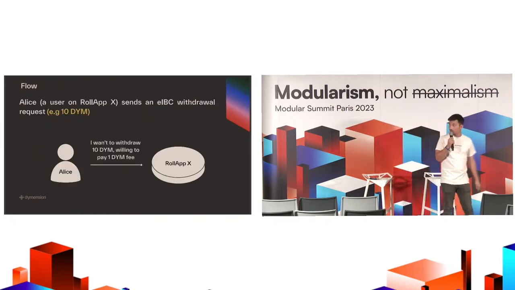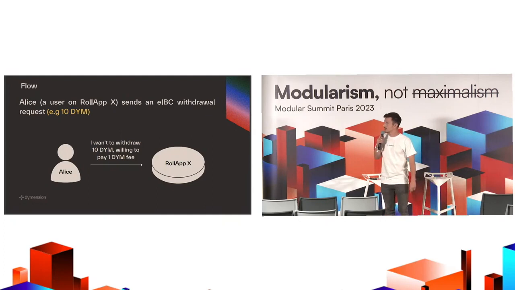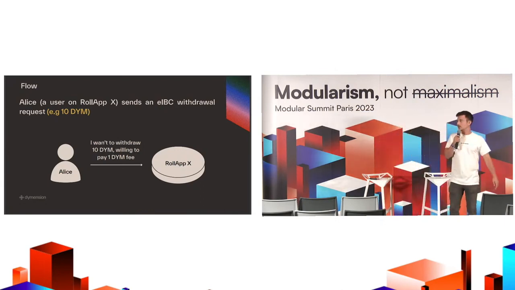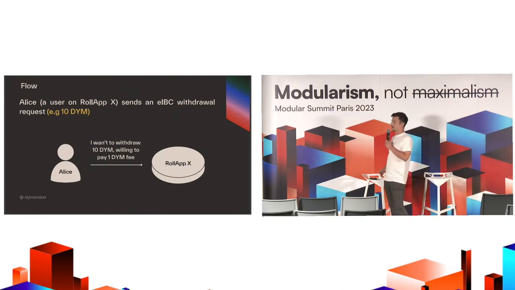So let's talk about the flow. Alice is a user on Rollup X. She sends an eIBC withdrawal requesting 10 dime out of the rollup. So Alice says, I want to withdraw 10 dime, and I'm willing to pay 1 dime fee. Okay? This is an example. It's not the implementation, but just an example. So Alice wants to withdraw 10 dime. She sends it as a regular transaction to the rollapp with the fee requirement.